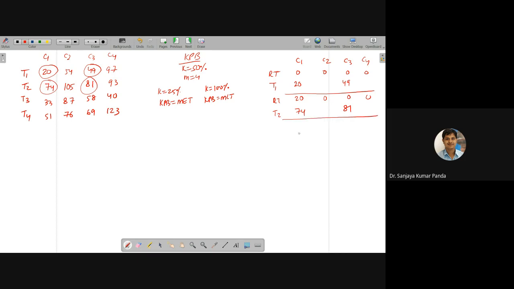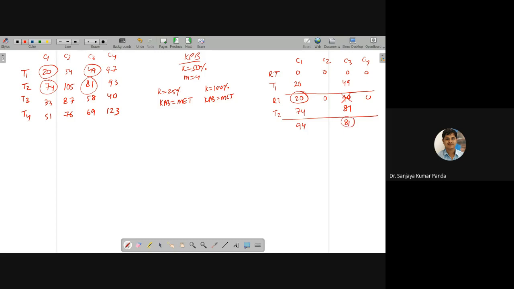How much will you get if you calculate the minimum completion time? Like in the previous case, it is 20, here it is 49. So I'm choosing the minimum one and I'll make it undone. In this case, it is 20 plus 74, you are getting 94, okay? And 0 plus 81, you are getting 81. So which one are you going to choose? 74 plus 20 and 81. Obviously 81 is the minimum one, so I have to choose 81.